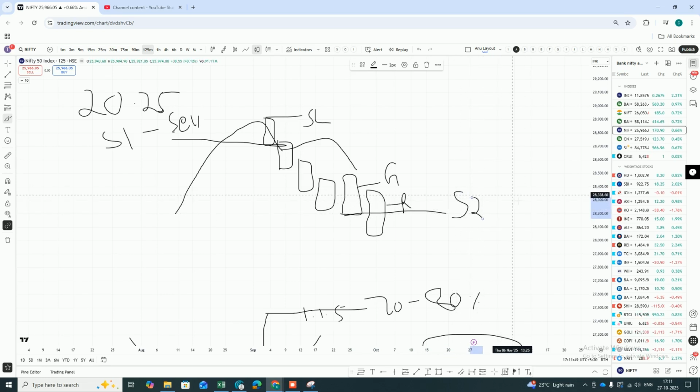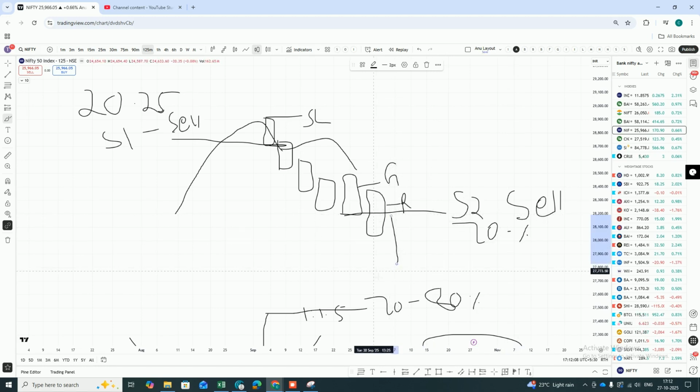The second sell alert will be triggered, S2 sell, and here you are going to enter 70% of the quantity. The remaining 70 to 75% of the quantity on S2 sell you will be entering. From here your target will be 1:1.5. At this juncture you are going to book 70 to 80% of the quantity, and the remaining 20 to 25% of the quantity you will be trailing as per your risk reward.